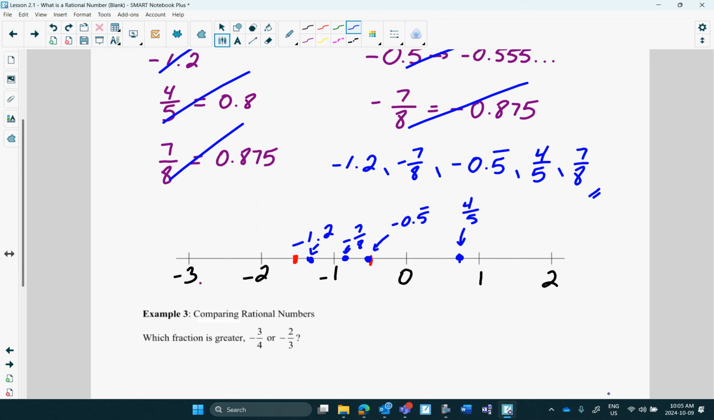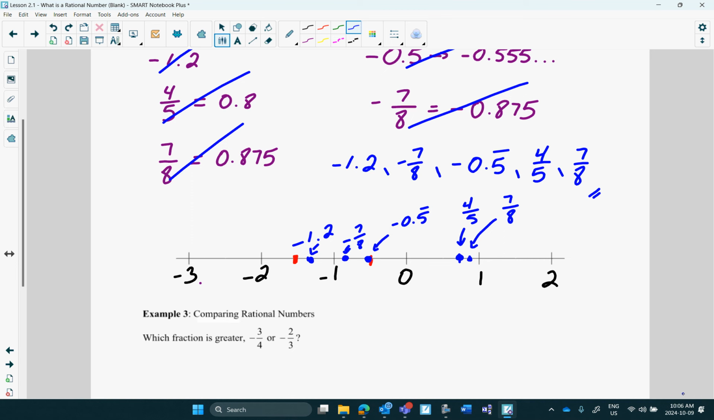And 7/8. Where would that one go, Lucy? Exactly. To the right, because it's bigger than 4/5. Good. So that's how we would plot them. Okay? So you should be familiar with how to order positive and negative rational numbers in decimal or fraction form.